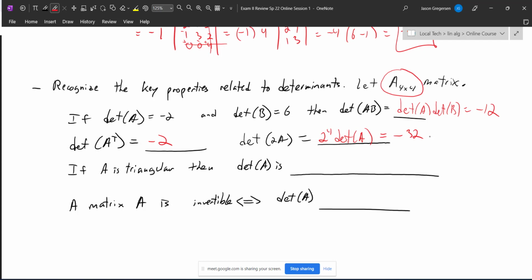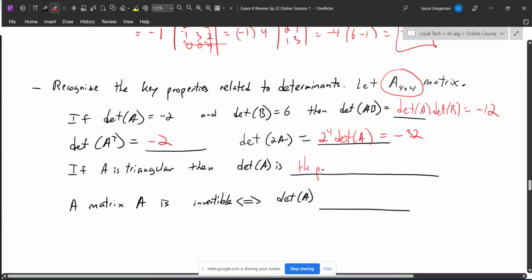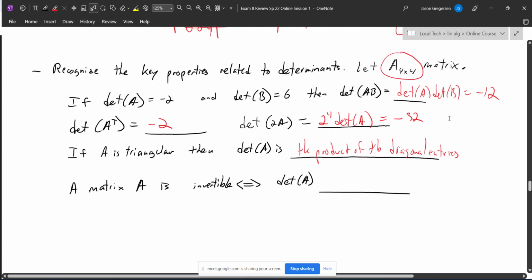All right, next, if a matrix A is triangular, then the determinant is the product of the diagonal entries. And this can be a real time saver. In other words, if I want to calculate the determinant of the matrix 1, 7, 19, 0, 2, 14, 0, 0, negative 3, the determinant is just the product of the diagonal entries. 1 times 2 times negative 3, which would be negative 6. That's true for any triangular matrix.